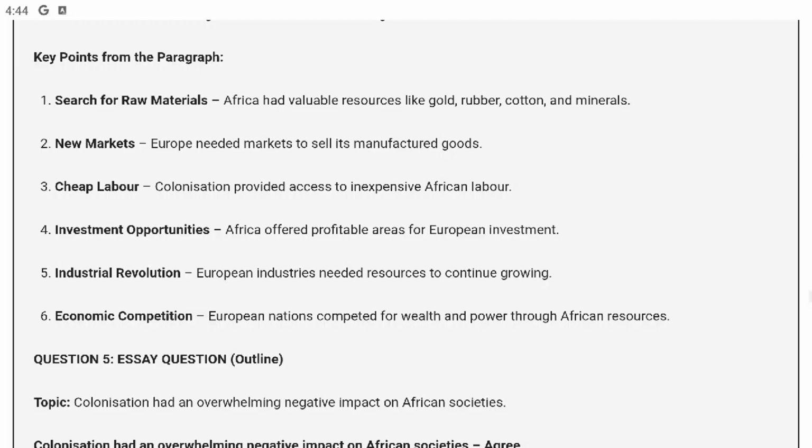So another point is new markets, right? One of your points is supposed to touch on new markets. Europe needed markets to sell its manufactured goods. To this day, by the way, a lot of products that we use are from Europe, but a lot of them are made in China, you know? Basically, a lot of things that we consume are manufactured in other countries, right?